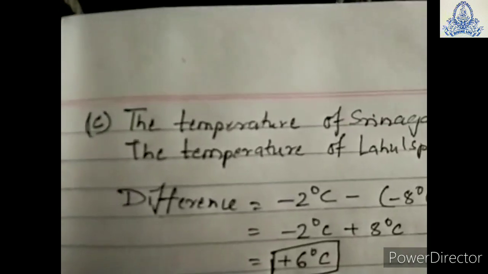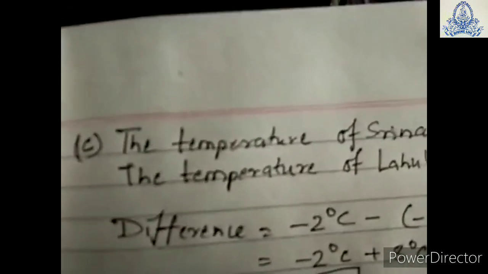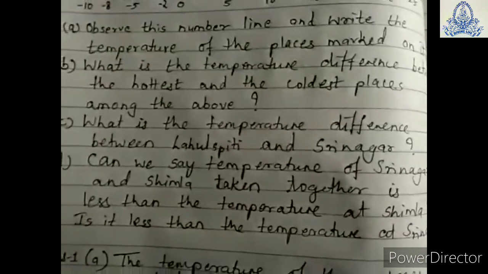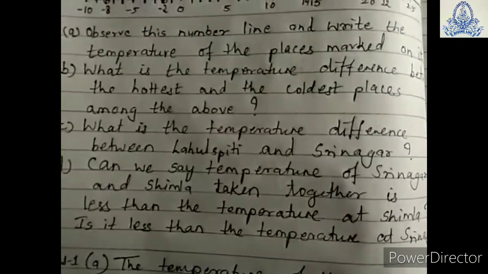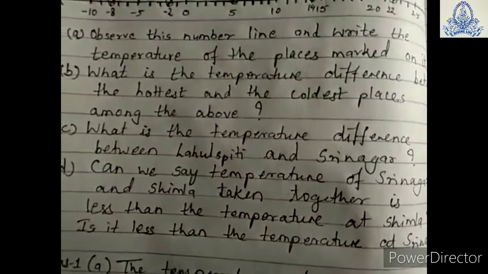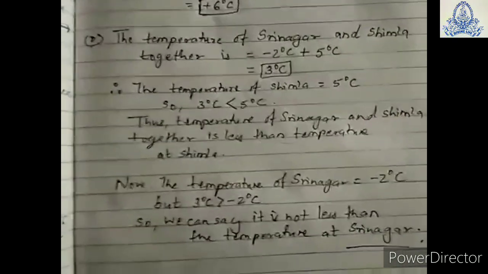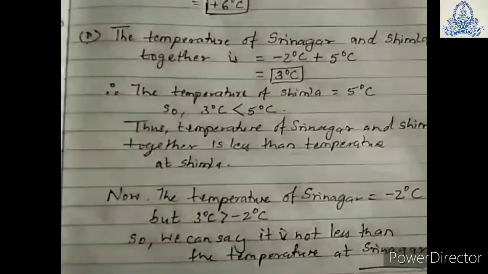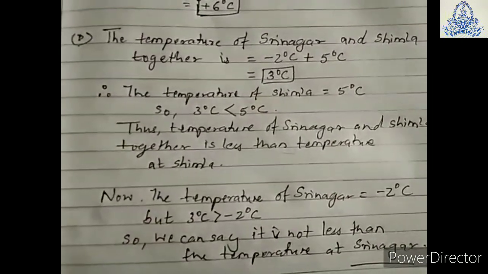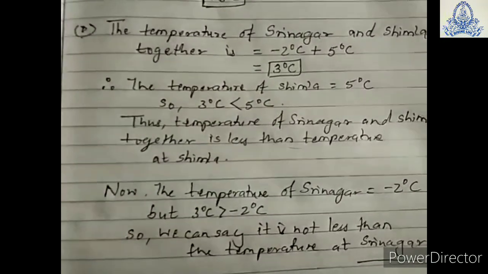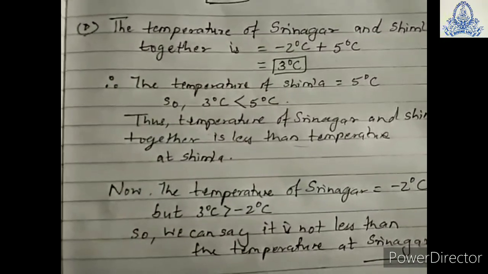Now question number D, which they have asked. In question number D, they have asked us: can we say the temperature of Srinagar and Simla taken together is less than the temperature at Simla, and is it less than the temperature at Srinagar? We can check for that. The temperature of Srinagar and Simla together: the temperature at Srinagar is -2 degrees Celsius and the temperature at Simla is +5 degrees Celsius.